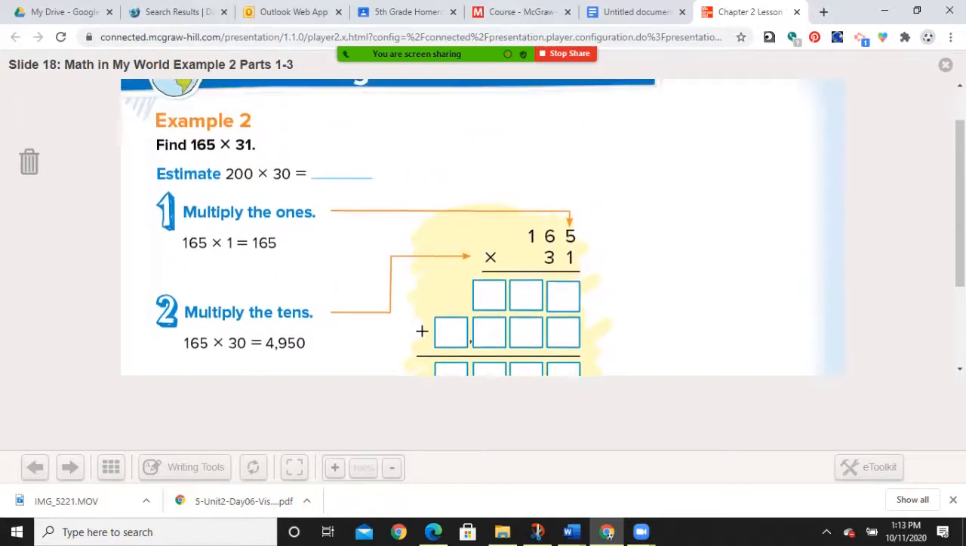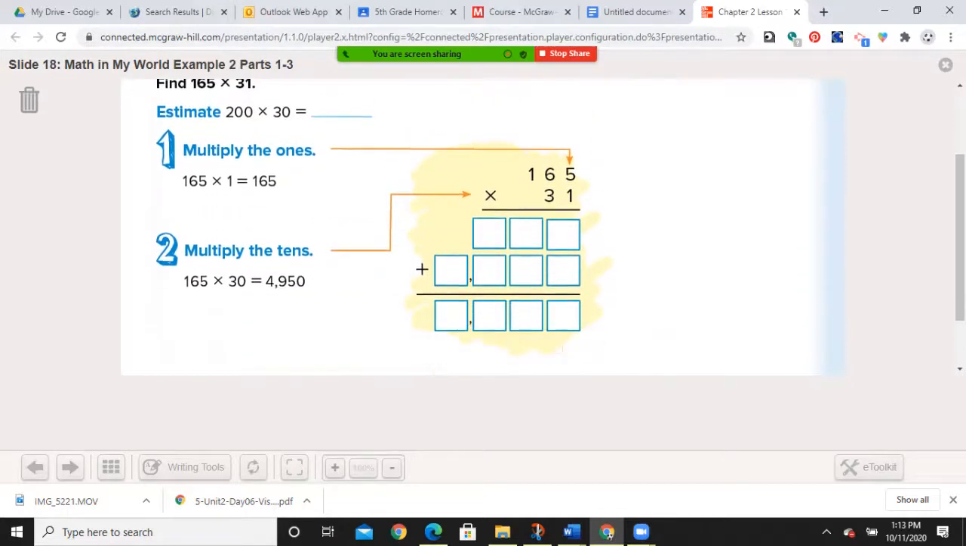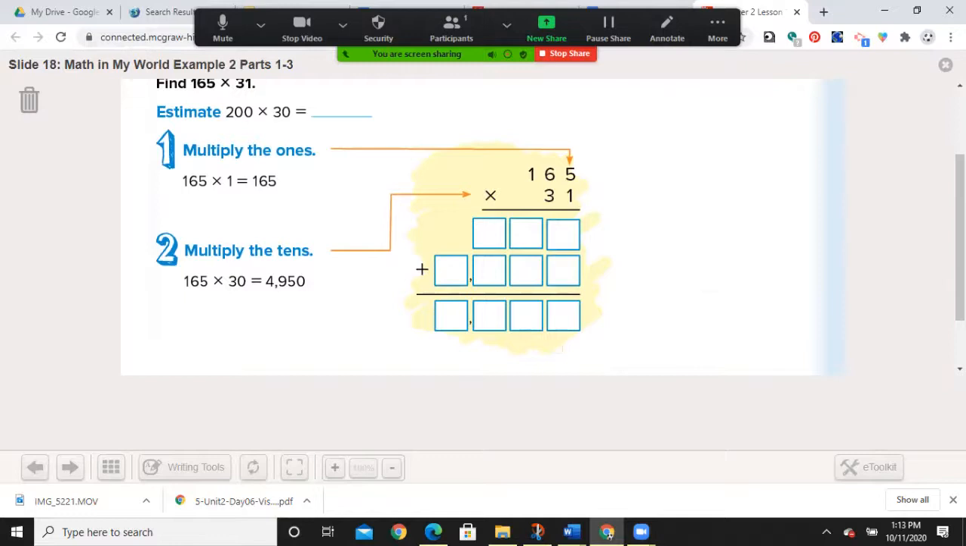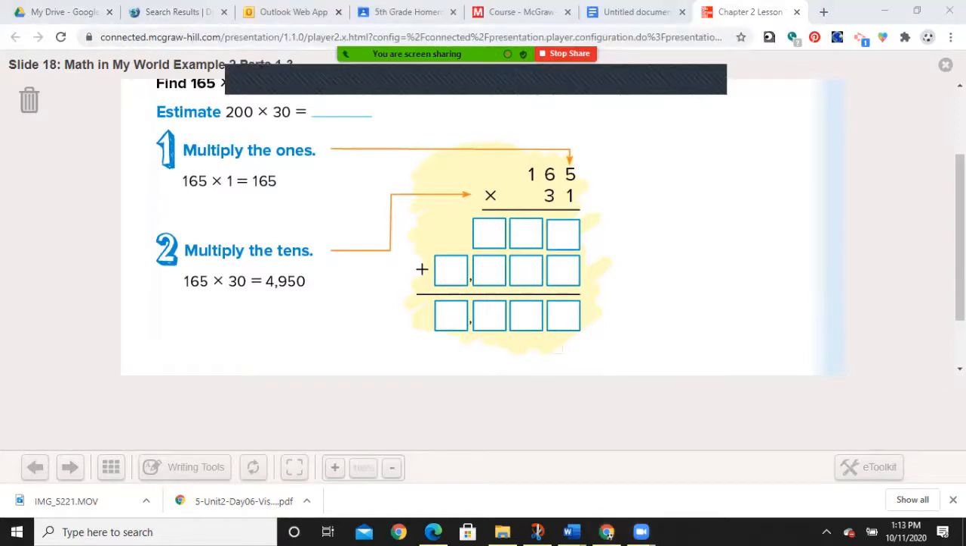Our next problem, 165 times 31. We're going to multiply the ones. And when we say the ones, remember that's the one in the second factor. And then we'll multiply the 10, which is the next number in the second factor. And then we add. Get my annotation tool here.